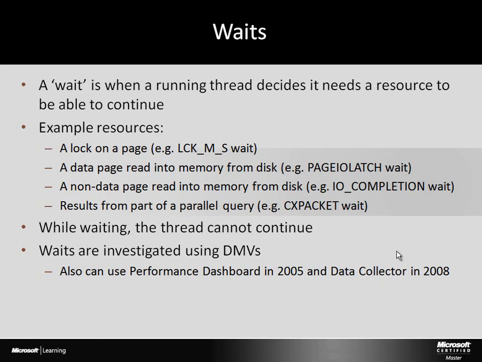If a thread decides that it needs to read a new copy of a page, so it might decide to read a page from disk, the buffer pool is asked to provide a pointer to the 8K area of memory that has that page image in. If the page isn't already in the buffer pool, then the buffer pool has to go and issue an IO to read the data page from disk. So while the data page is being read from disk, the thread is suspended, and it's suspended waiting for what's called a page IO latch wait.